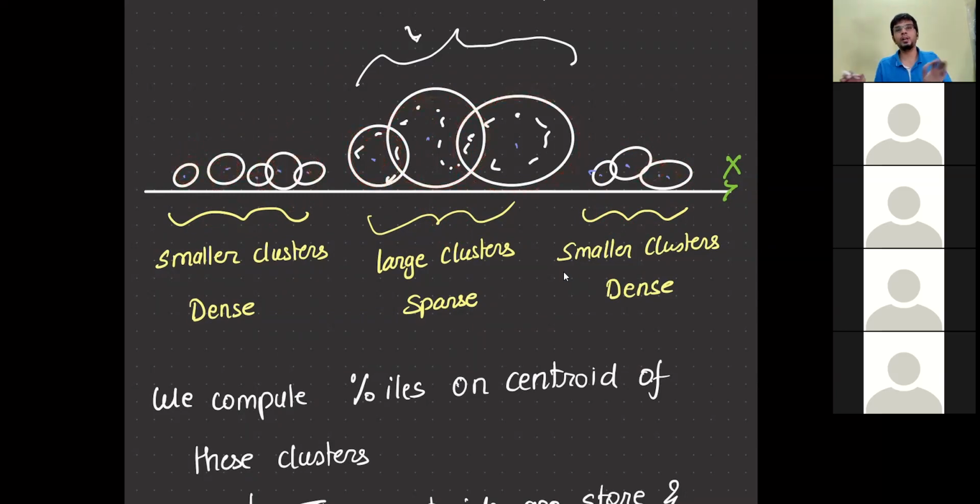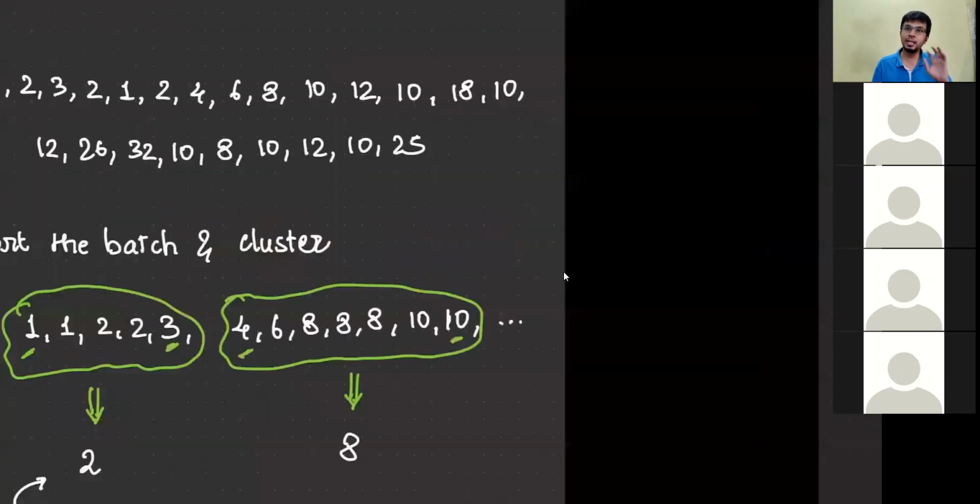So here the cluster size should be small, which means 1 or 2 points in one cluster, 1 or 2 points in another cluster, right? But here there could be hundreds of thousands of points in these clusters which lie over here. Okay, that's the logic of it.